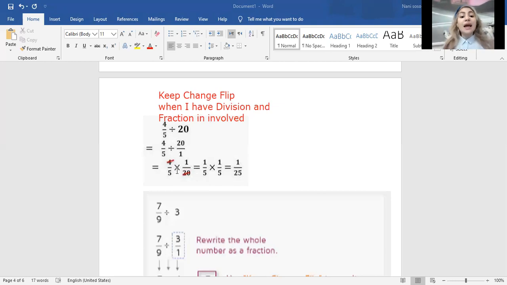Then when I have multiplication, I multiply numerator by numerator, denominator by denominator. I take 4 with the 20, it gives me 5. So it is 1 out of 5 multiply 1 out of 5 equals 1 out of 25.